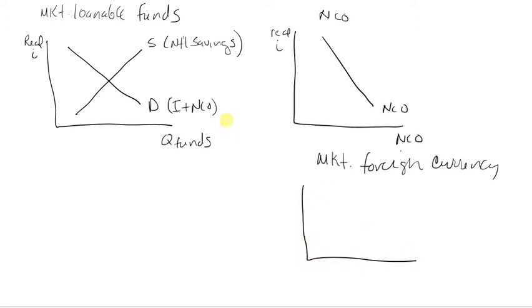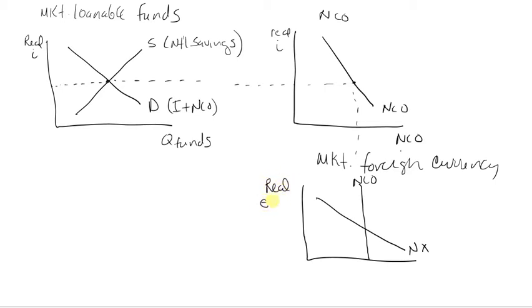And this is the equilibrium interest rate, which dictates where we have our NCO, which dictates the supply here. Okay. The demand here comes from NX and the supply from NCO. This is the real exchange rate on the y-axis. And here we have the quantity of dollars.